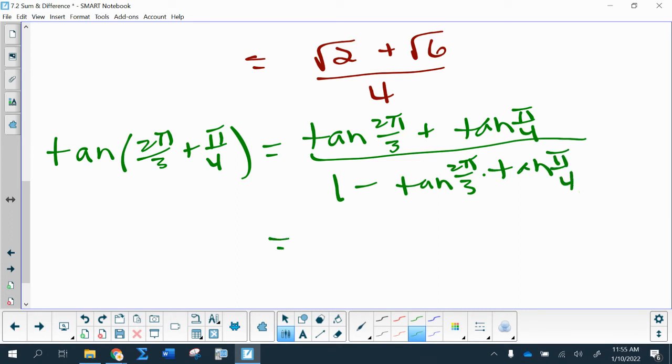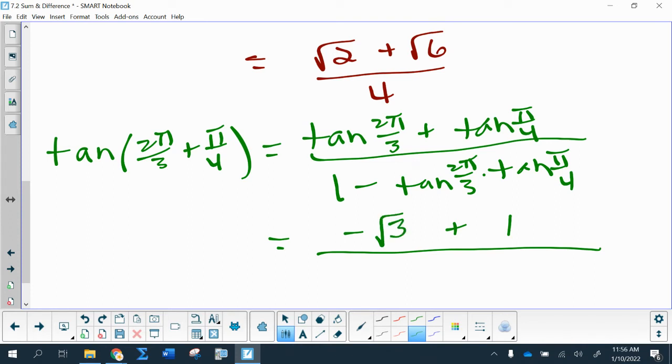Okay, so again, we need to know our unit circle here. The pi over 4 ones are nice. Those are 1, so that's a 1. And then tangent of 2 pi over 3 will be large side over short side, so that should be root 3 over 2 over a half, but negative. Negative root 3 over 2 over a half just simplifies to negative root 3.